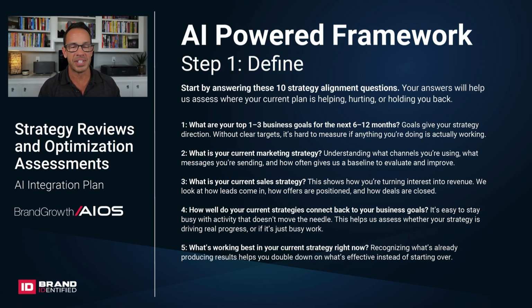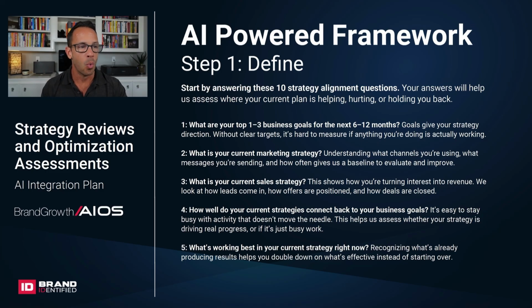Step number 1 of this AI-powered framework is to define. Start by answering these 10 strategy alignment questions. Your answers will help us assess where your current plan is helping, hurting, or holding you back. So question number 1, what are your top 1 to 3 business goals for the next 6 to 12 months? Goals give your strategy direction. Without clear targets, it's hard to measure if anything that you're doing is actually working.